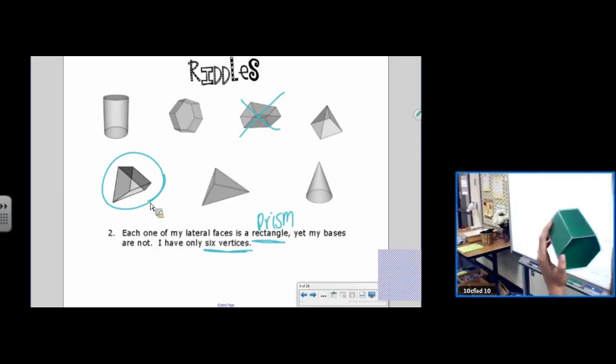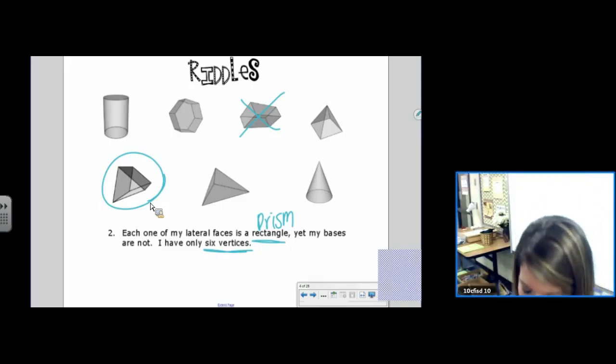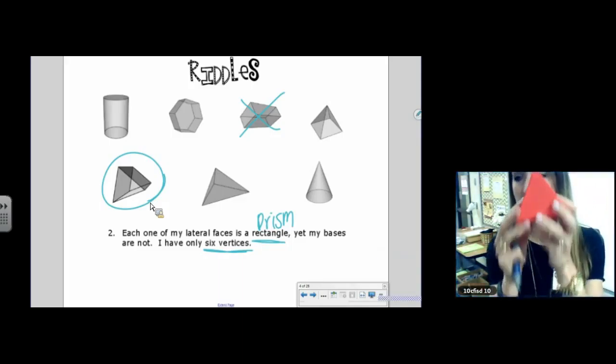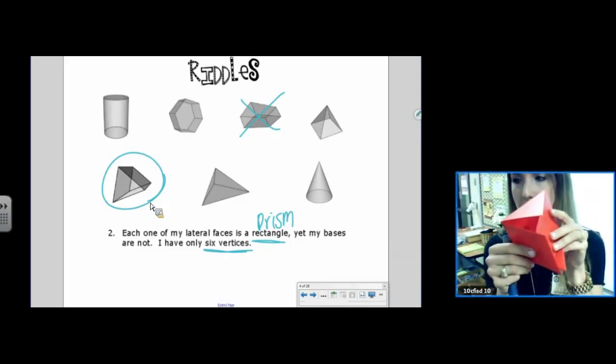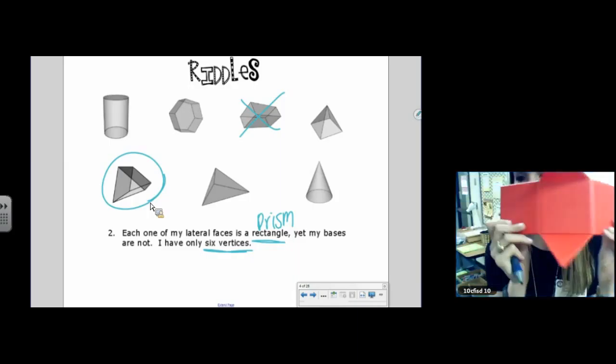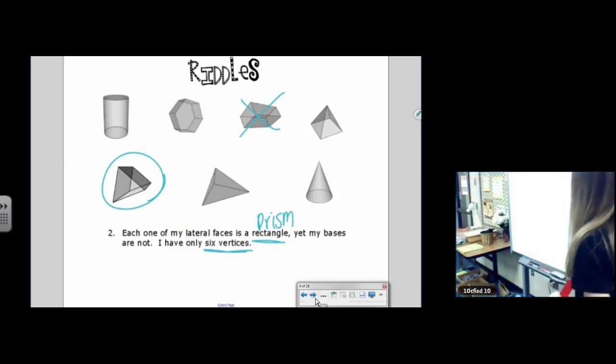I have only 6 vertices. So that's why we needed to choose triangular. It has 3 vertices on one side and 3 vertices on the other side. So that's the winner. Next one.